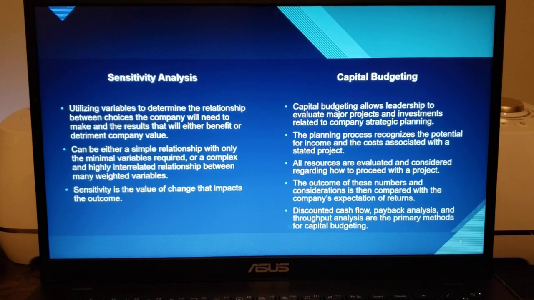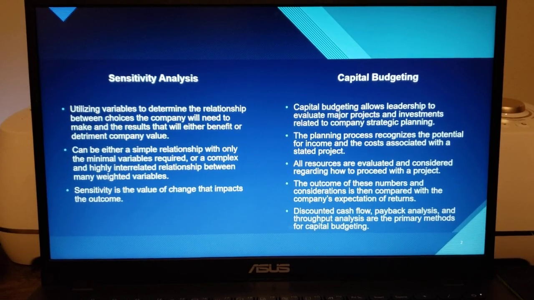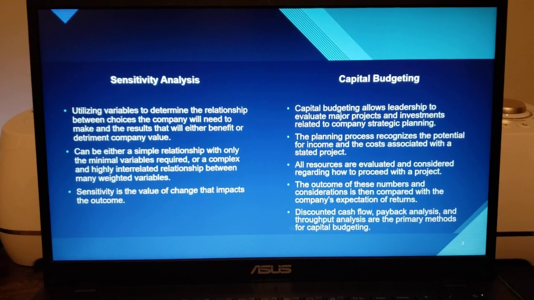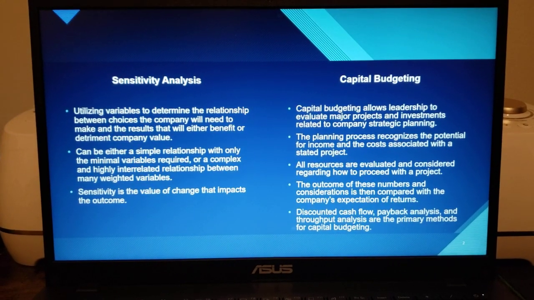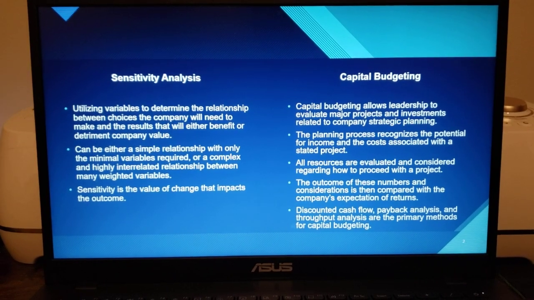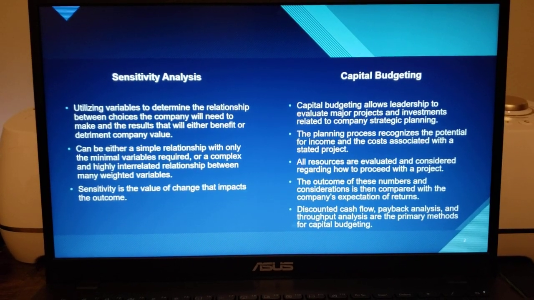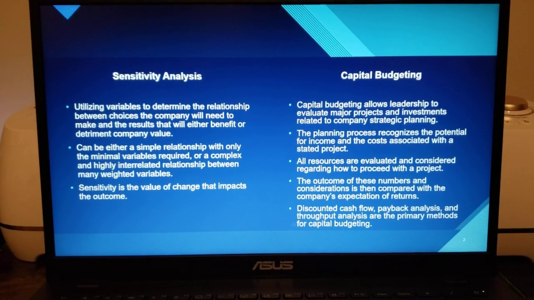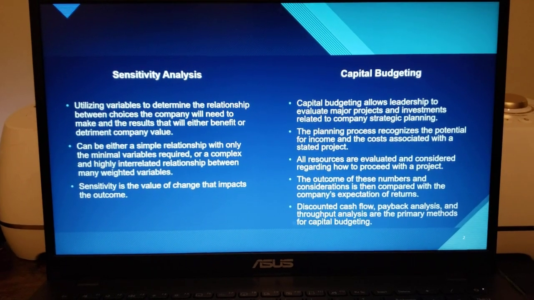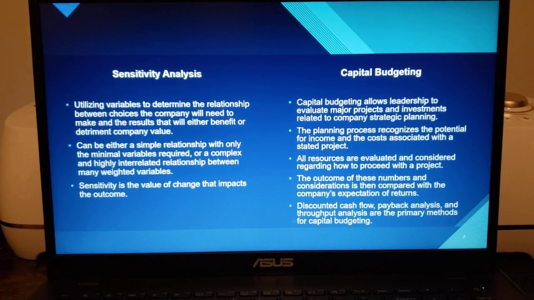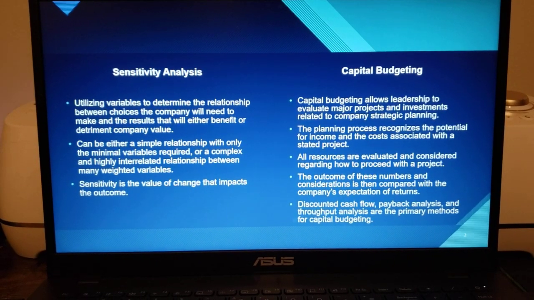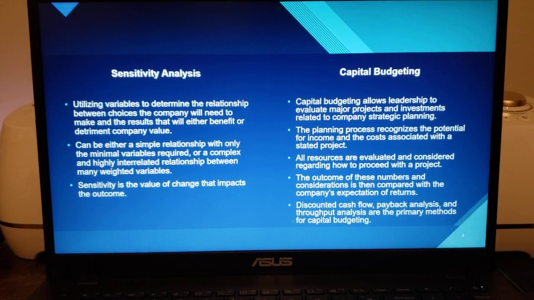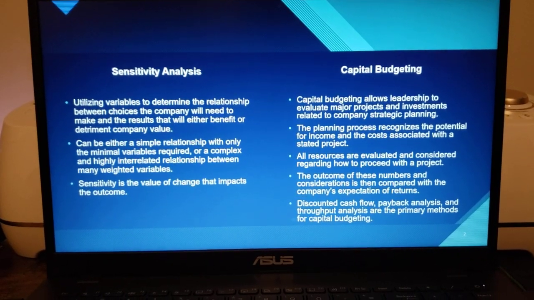The planning process recognizes the potential for income and the cost associated with the stated project. So they're going to look at how much revenue they're going to get and how much it's going to cost to make that project. All resources are evaluated and considered regarding how to proceed with the project. So that could be everything from time, personnel, what their current assets are, and the costs associated. The outcome of these numbers and considerations is then compared with the company's expectations of return. There's going to be a threshold that they expect to get on return.